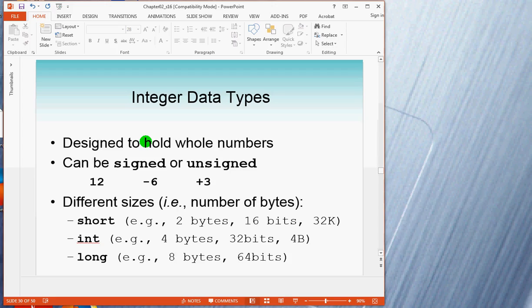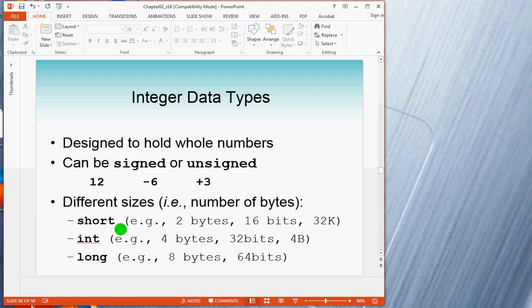Integer data types can be signed or unsigned. There's actually a data type called unsigned, which is just numbers that never are treated as negatives and positives. Integer data types come in different sizes, and the size is in terms of bytes.